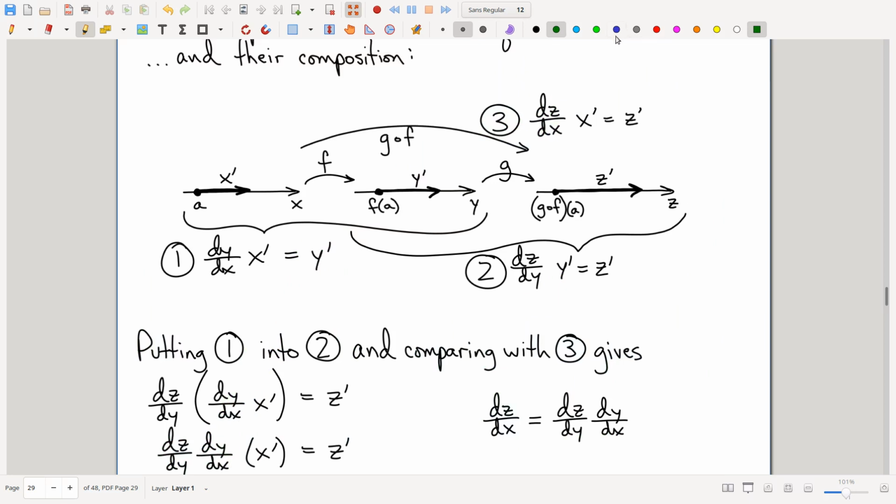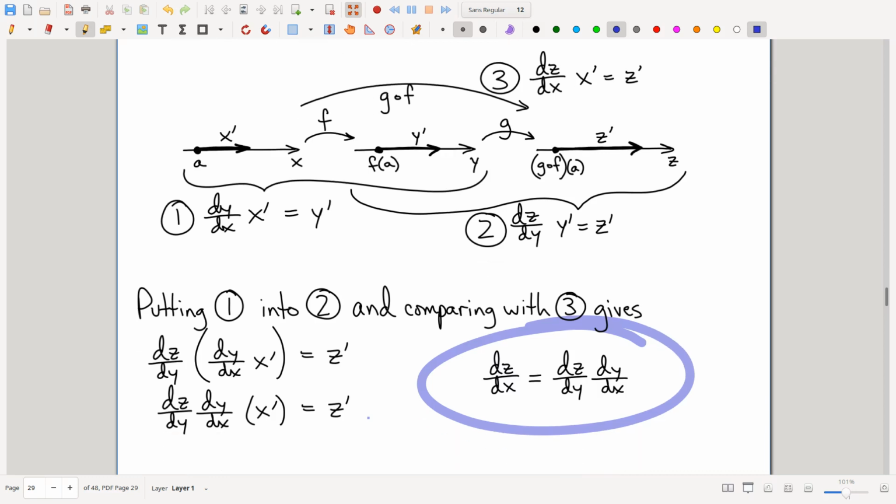If what a derivative does is turn an input vector into an output vector, and what I do to turn this x prime into this y prime is to multiply by a factor, right? Here I multiply by a factor, and then here I multiply by a factor. Altogether, when you multiply by a factor and then another factor, you multiply by the product of those two factors. And that's, I think, a pretty reasonably satisfying alternative point of view on this equation.